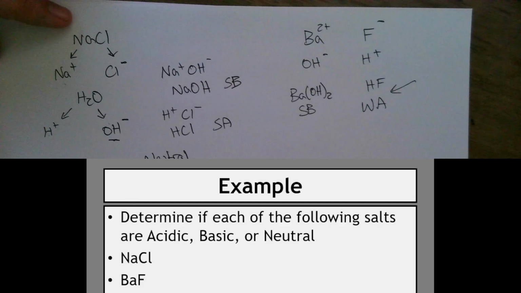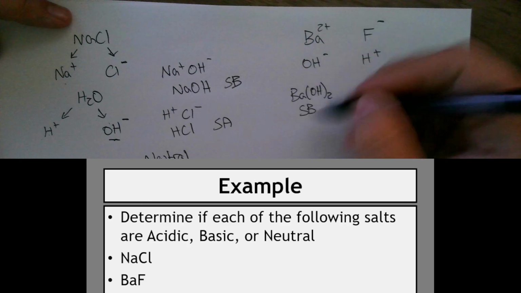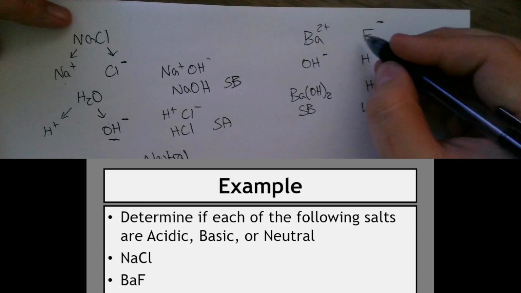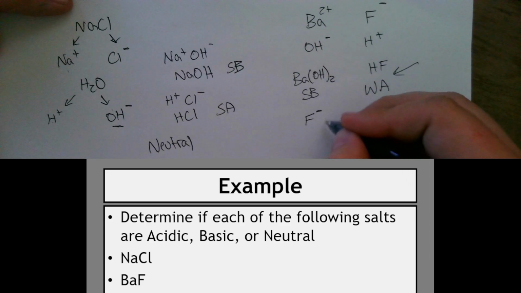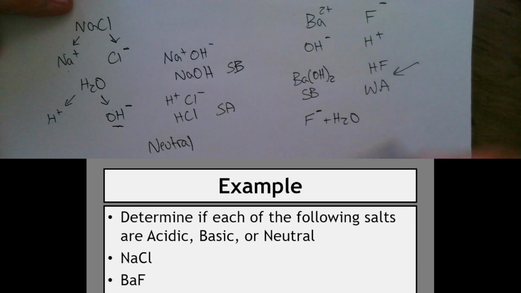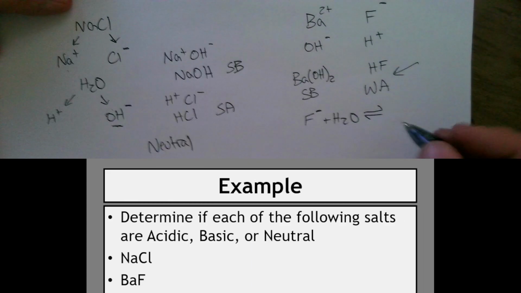Okay. Fluorine anion makes a weak acid. So that means we have some work to do with fluorine. Strong base we can't do anything with. It doesn't react with water. But we can take this F minus, add it to water. This reaction will occur because it is in equilibrium because it's a weak acid.